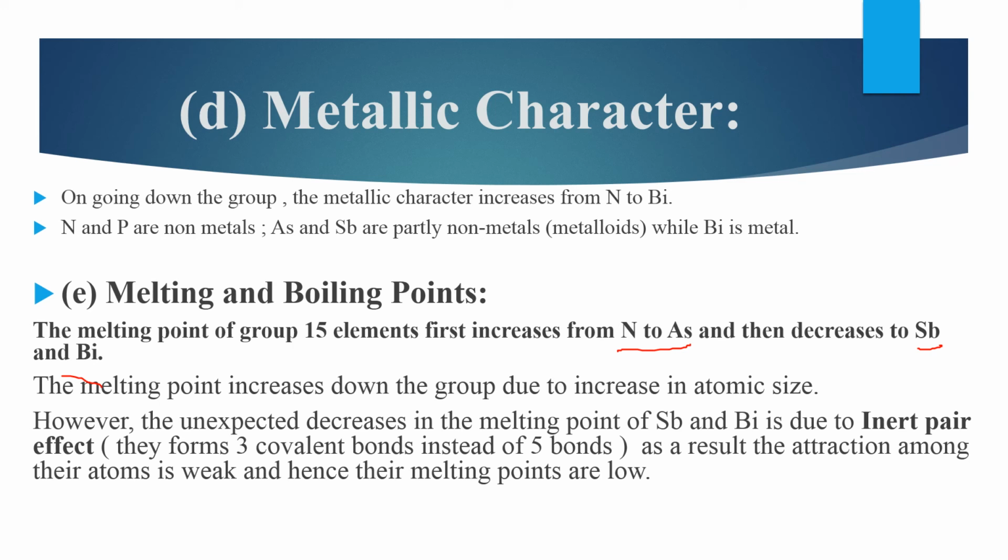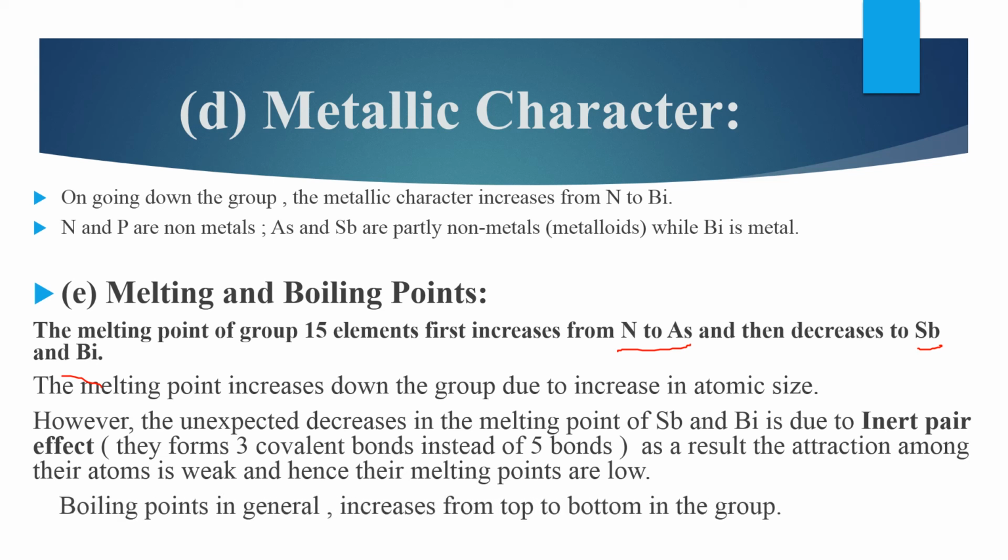लेकिन जो एंटीमनी एंड बिस्मथ है, इनका एटॉमिक साइज बढ़ने की वजह से कॉन्ट्रैक्शन आ रहा है, जिसकी वजह से केवल 3 बॉन्ड्स ही फॉर्म कर सकते हैं, एंड एज अ रिजल्ट द अट्रैक्शन अमंग देयर एटम्स इज वीक. उनके एटम में अट्रैक्शन वीक होगा, एंड ड्यू टू दिस इनका जो मेल्टिंग पॉइंट है वो डिक्रीज हो जाता है. And in case of boiling point, in general it increases from top to bottom in the group. It will increase from nitrogen to bismuth as usual.